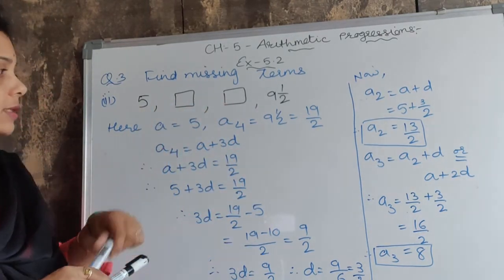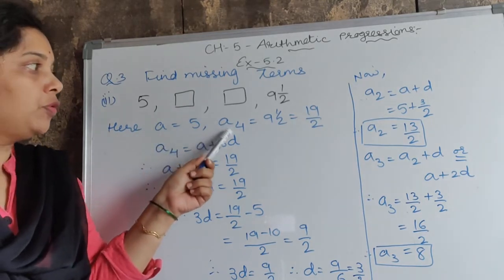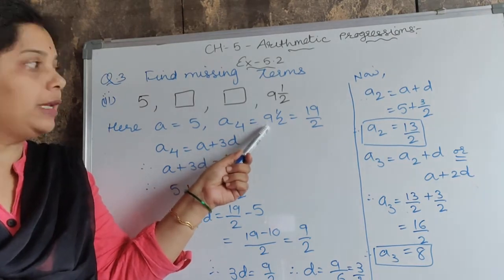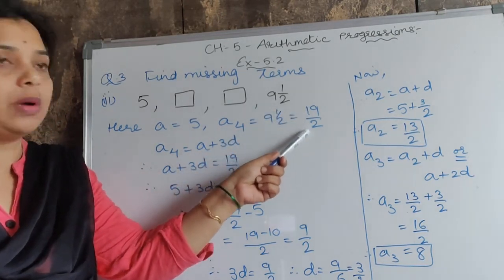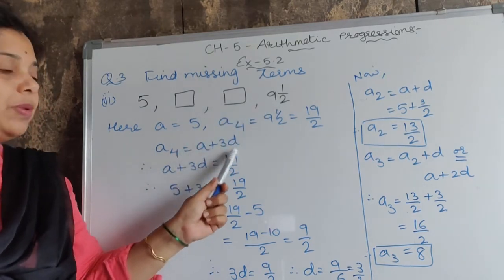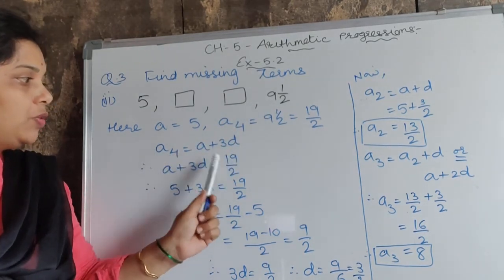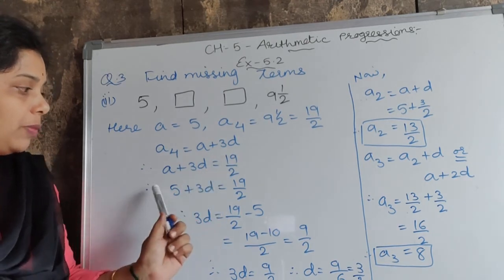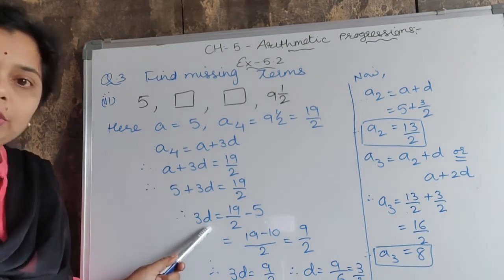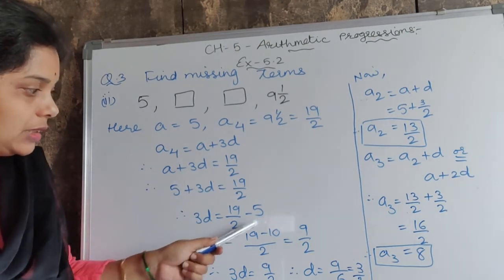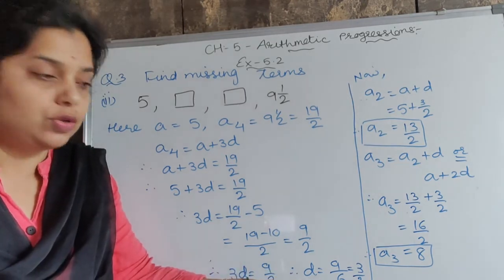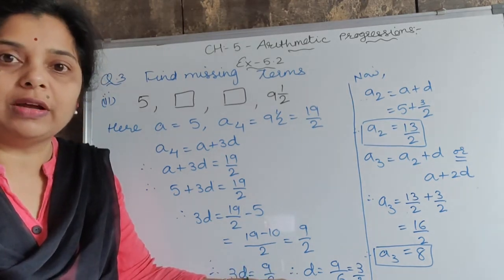So here A is equal to 5. A4 is equal to 9.5. 9.5 means 2 9s are 18, 18 plus 1 is 19 by 2. Then A4 is equal to A plus 3D, and the A4 value is 19 by 2. By putting the value of A here, I am going to find D. So finally, by taking the LCM, I got the value D is equal to 3 by 2.